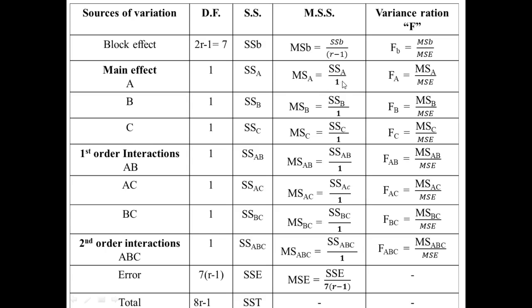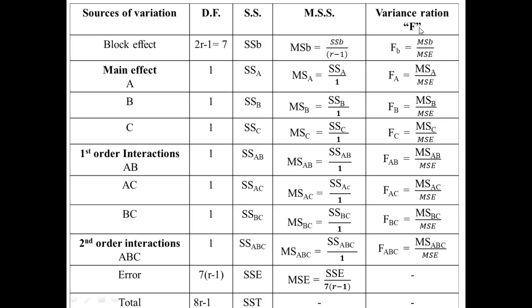So MSA is SSA upon 1, MSB is SSB upon 1, then MSC is SSC upon 1, MSAB is SSAB upon 1, MSAC, the mean sum of square for interaction effect AC, is SSAC upon 1, MSBC is SSBC upon 1, MSABC is SSABC upon 1. For error it is MSE, mean sum of square due to error, and it is the ratio of sum of square due to error upon 7 into r minus 1.